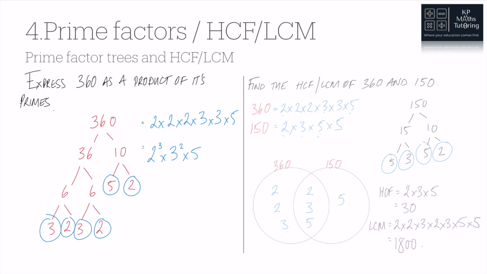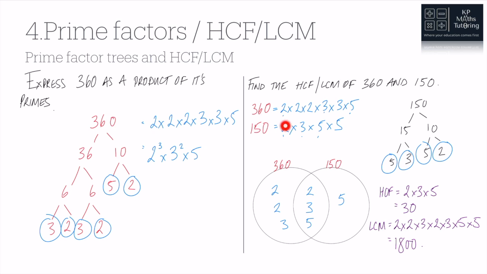Now that leads you into highest common factor and lowest common multiple. So if you're asked to find the highest common factor and lowest common multiple of two numbers, then what you do is you work out the prime factor tree for both of them. So we've already done 360, which we know is this. And 150 I've broken down here gives me this. And then do a Venn diagram. And then what you're looking for is which numbers match up.